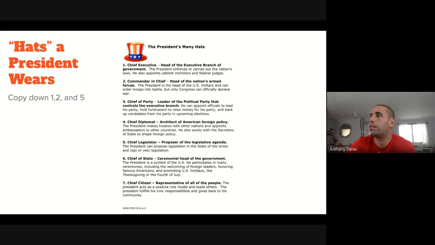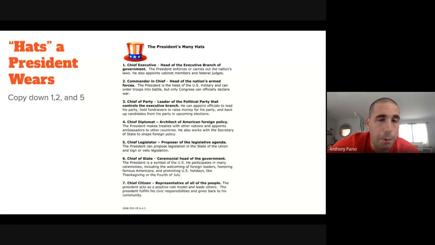So what you're going to do is write down numbers 1, 2, and 4, and we're going to talk about what this means. First and foremost, our president is our chief executive. When you're a chief, you're a leader. They are the head of the executive branch of government. What that means is the president is the main person enforcing or carrying out a nation's laws. If they don't carry out and enforce the laws, they are not doing a good job as our chief executive.